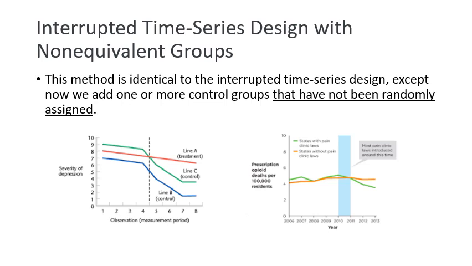We can see this blue line represents when the intervention began, when these pain clinic laws were introduced. And so we can see that in the orange line, the states without the pain clinic laws continued to have higher rates of opioid deaths. The green states that introduced these pain clinic laws around this time experienced a decline in opioid deaths. So we might say it appears that these pain clinic laws were effective.